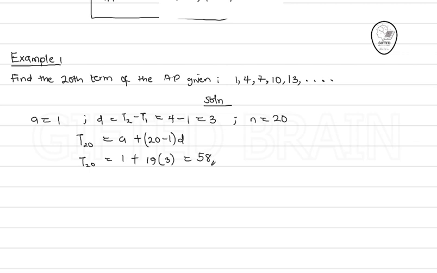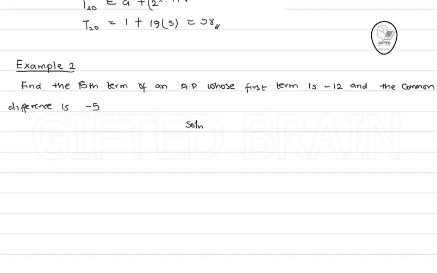So that's our answer. For this example 2, we say find the 15th term of an AP whose first term is minus 12 and the common difference is minus 5. What we just need to do is to bring out our parameters with the things we are given. So our A is minus 12, our D is minus 5, our n is 15, and then we use our formula. And so just put in your values.